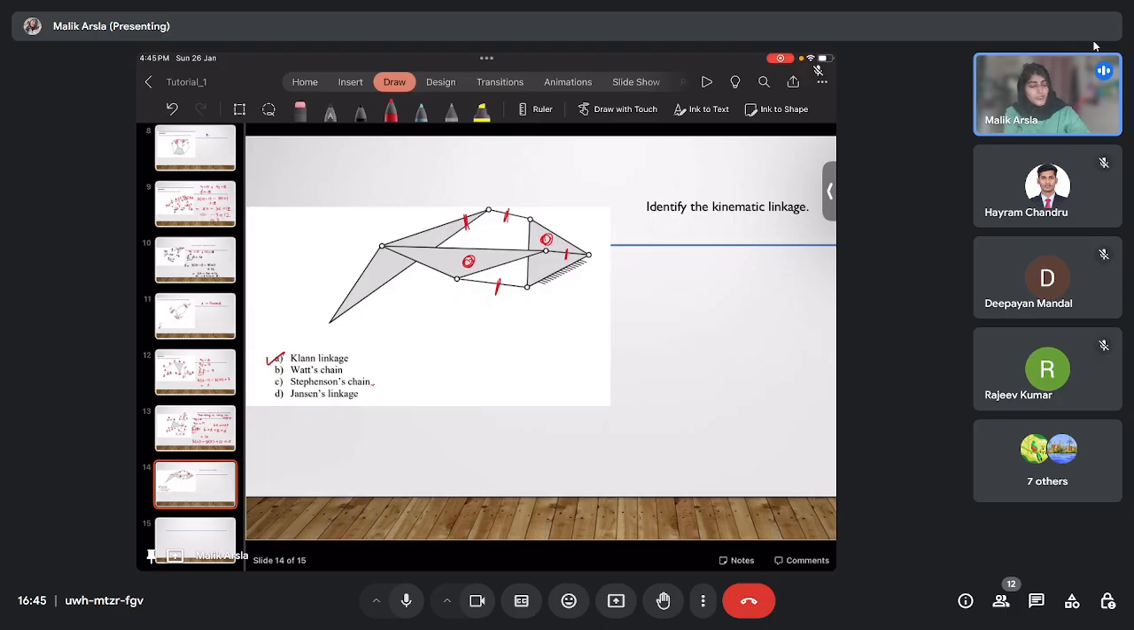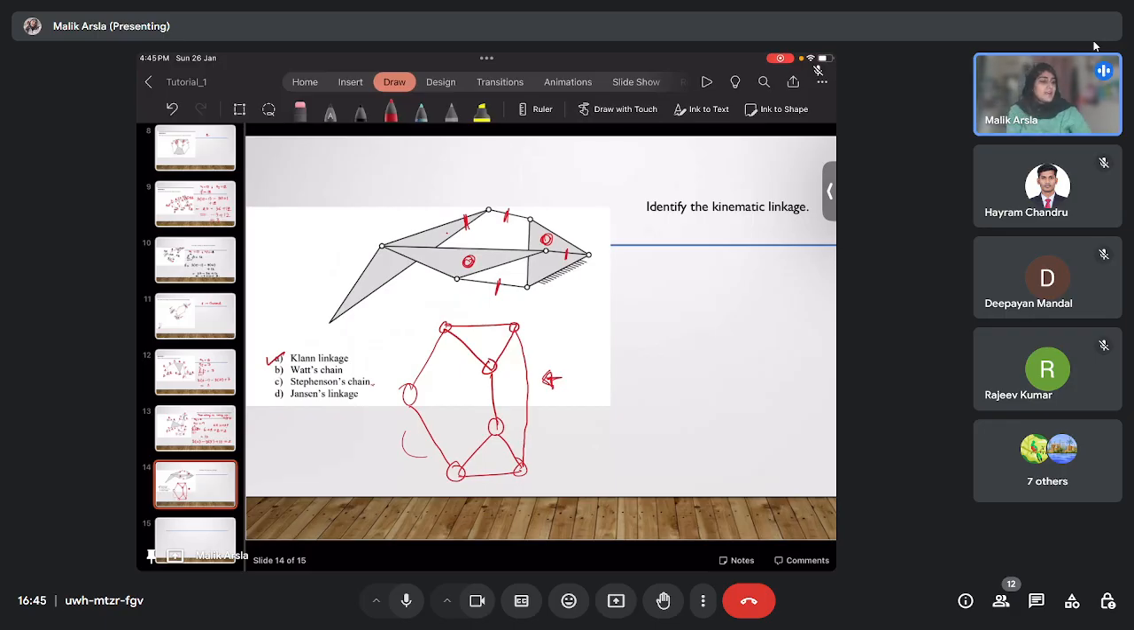If I show it in the form of a Stephenson's chain, basically we represent it like this. This is a ternary link, then we have a binary link, then we have a ternary link. After that, these two links are connected with one link, and from here we have two binary links. So you can see this is basically a Stephenson's chain, and in this chain, if we replace this link with this link, that becomes a Clance linkage.